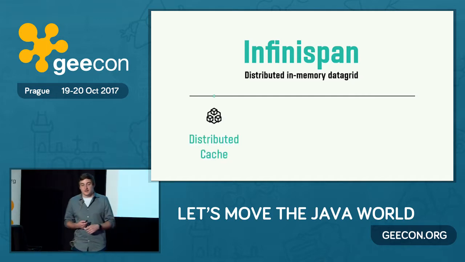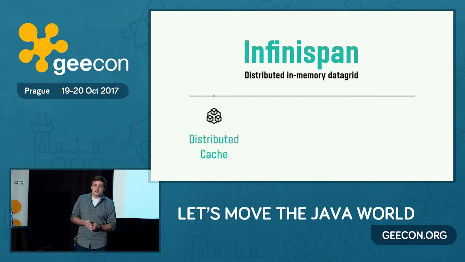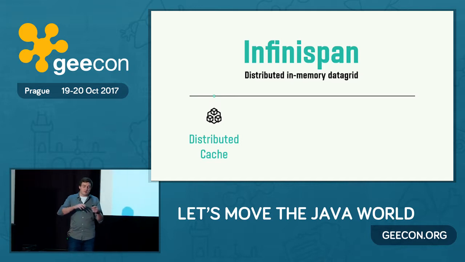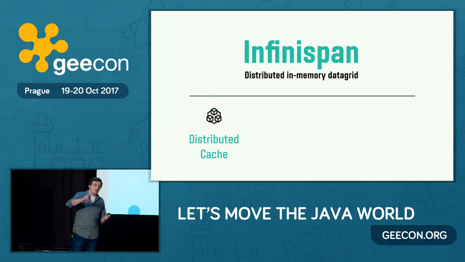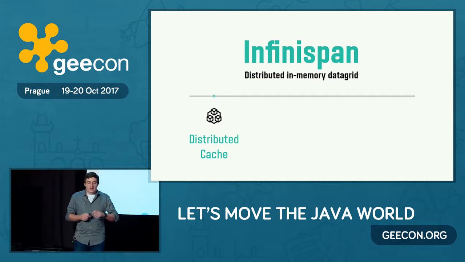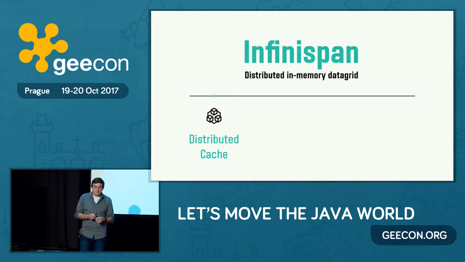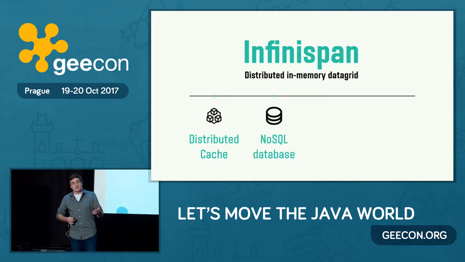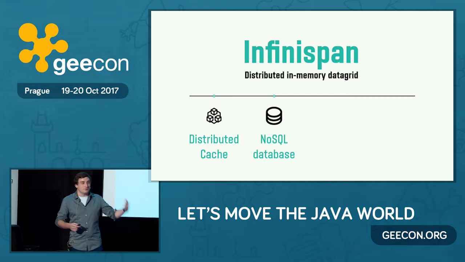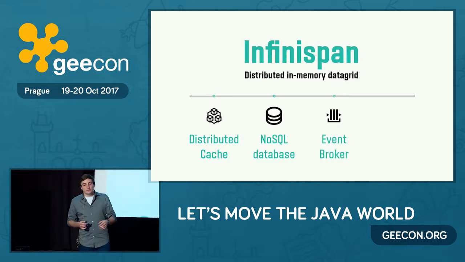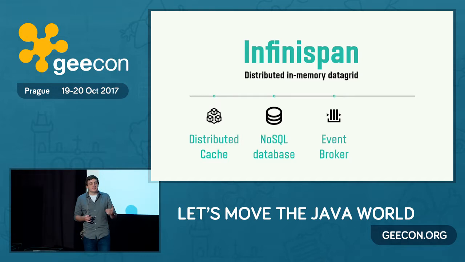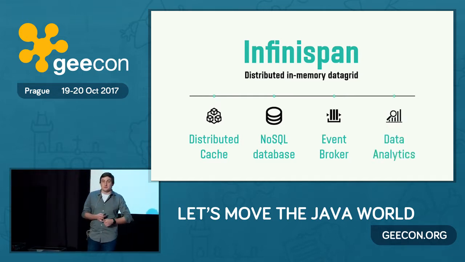It has 4 main use cases, where the first one is a distributed cache. You can put Infinispan between your application and your database to speed things up. And if you have an application that runs on multiple nodes, then Infinispan can be a distributed cache. The second use case is a NoSQL database, and that's the use case I'm going to be focusing on today. The third use case is event broker, similar to Kafka, for example, and then you can use Infinispan for data analytics.